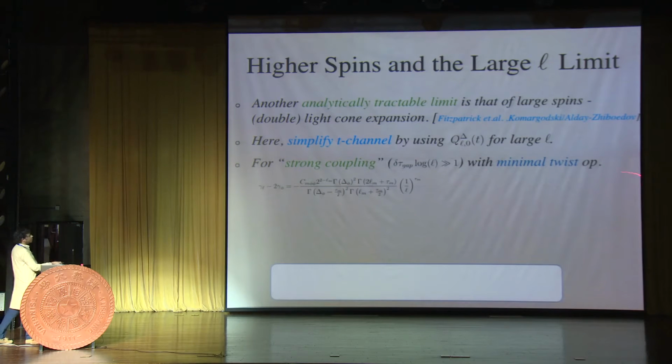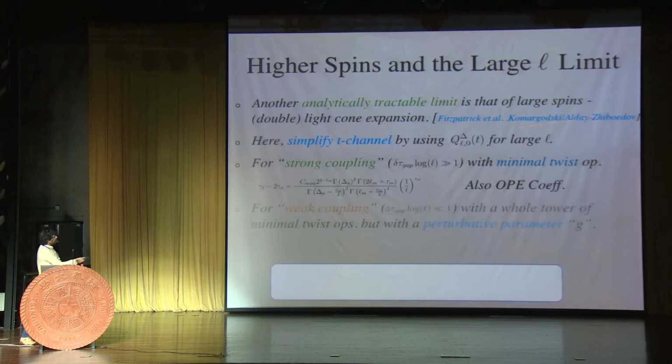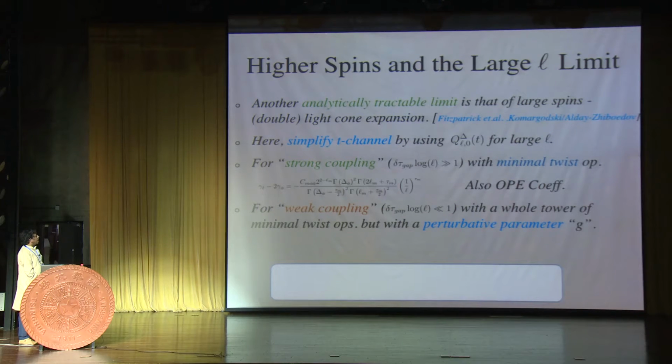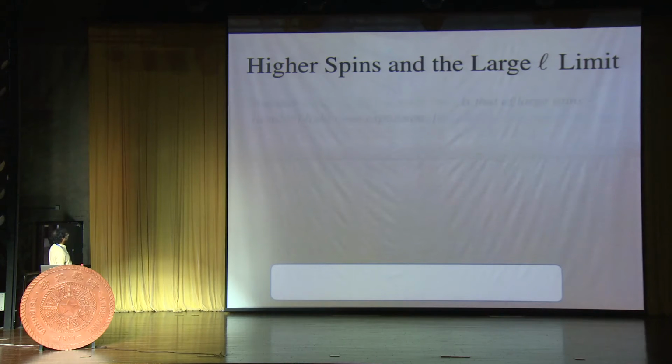You can reproduce, in the strong coupling case where there's a single minimal twist operator, this in terms of the minimal twist. This tau is the minimal twist. L is the spin of the minimal twist operator in terms of the OPE coefficients and so on. These results were obtained by some of these people, as well as the OPE coefficients.